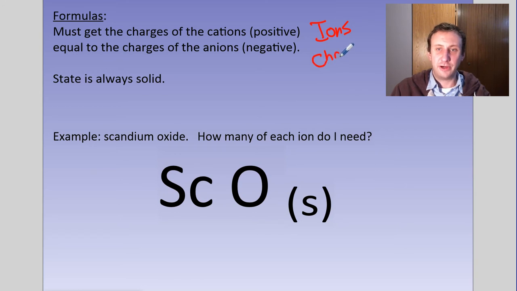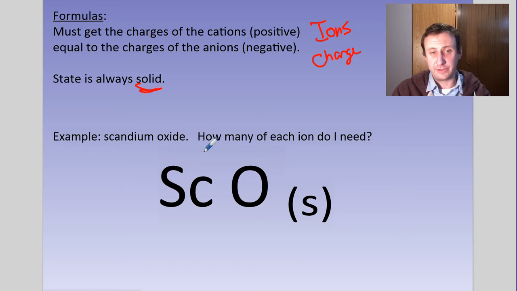So for ionic compounds, the big thing to remember is it has ions in it, and ions have a charge. The reason why I have ionic compounds is because cations, the positive ions, are attracted to anions, the negative ions. And the positive and negative charge will equal out in the compound. So essentially, when I take a look at the ions, the positives and the negatives will be equal when I look at the charge. The state for ionic will always be solid.